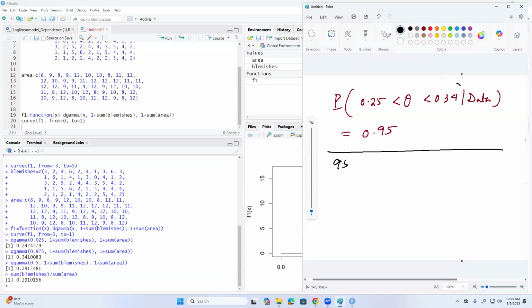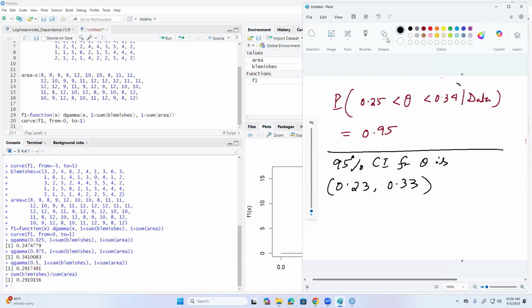Suppose the 95% classical confidence interval for theta is, let's say, 0.23 and 0.33. But you cannot say that theta lies between 0.23 and 0.33 with a probability of 0.95. You cannot say that. How do you interpret the classical interval?